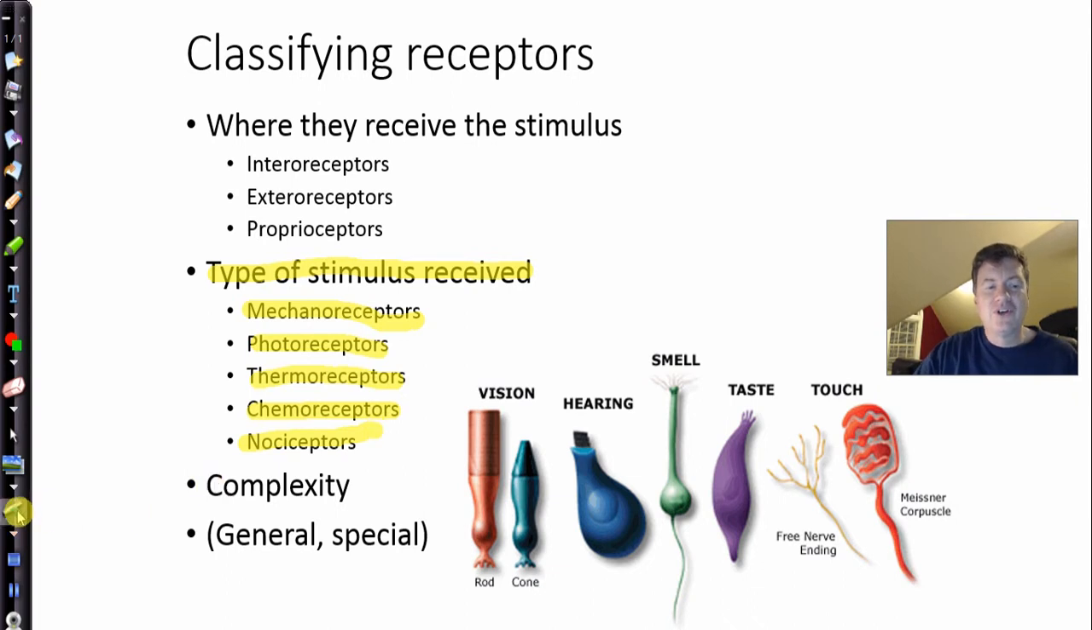Some receptors are going to be classified based on their complexity. We won't get too far into this conversation, but you could even see an example on the screen here. Free nerve endings are going to be relatively simple in their structure versus a taste receptor, which is going to be far more complex. We're not going to delve into the complexity too much. We will talk about this even more on the next slide, which is a classification of general versus special.